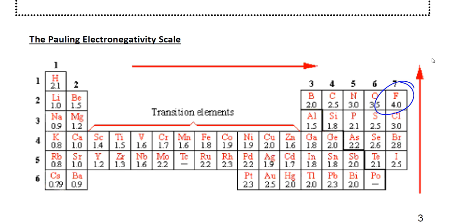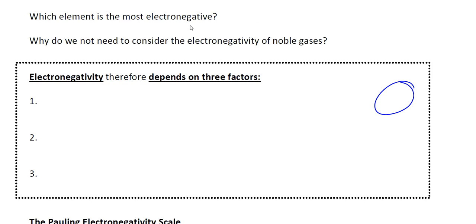Why are we going to not think about electronegativity of group 0 elements? What do group 0 elements not do? They don't bond, okay? If they don't bond, they're not going to have electrons as covalent bond pairs. So they can't pull a bond pair towards themselves if they don't bond. So that's why we're going to ignore group 0.